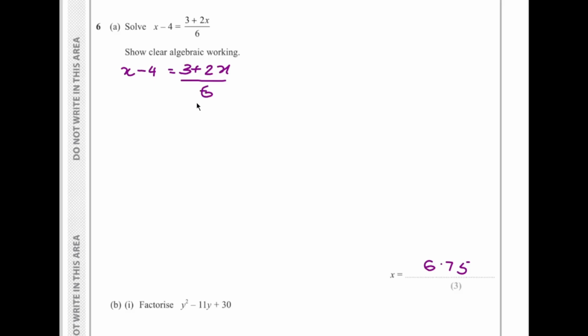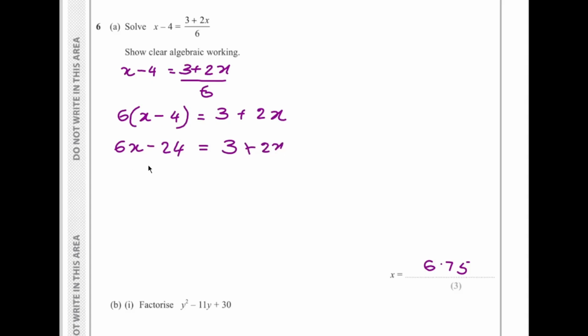Now, let's cross multiply this one. I'm taking this 6 to this side. So 6 times (x minus 4) equals 3 plus 2x. Let's expand this bracket. Then I'm getting 6x minus 24 equals 3 plus 2x. Then let's collect all the x's to one side.